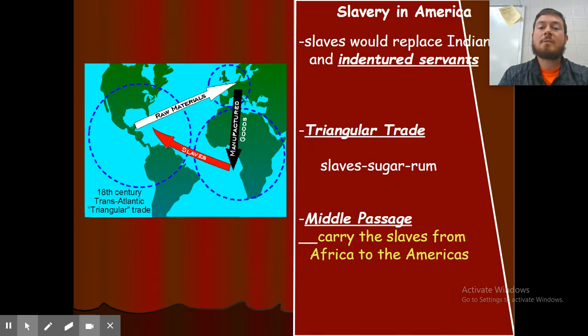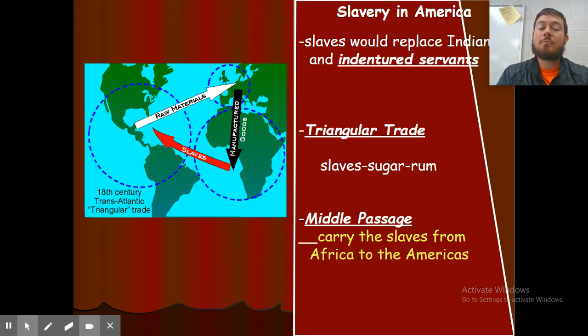So slavery in America: slaves would replace the Native Americans and indentured servants eventually, because when they first established colonies, they did try to make Native American slaves. Once they found out that they could use slaves that were imported from Africa, they kind of stopped indentured servitude, because with indentured servitude, somebody had to give up 50 acres of land. With slavery, you did not.